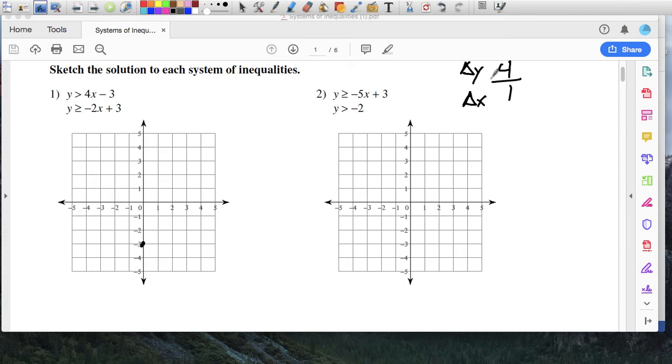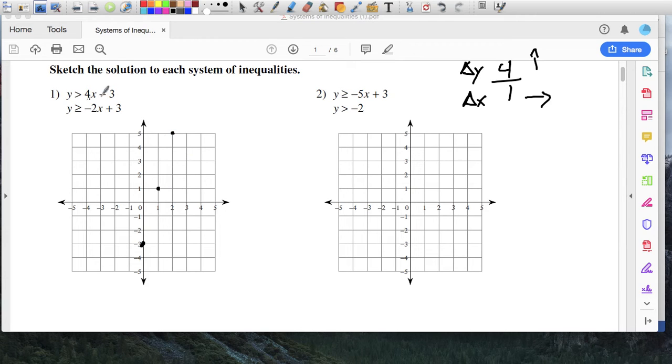So that means going up and down, the movement should be up, because it's positive. And then on the x, because the 1 is positive, it means go right. So you go 4 up, 1 right, or 1 right and 4 up, it doesn't matter. So 1, 2, 3, 4, 1 right.